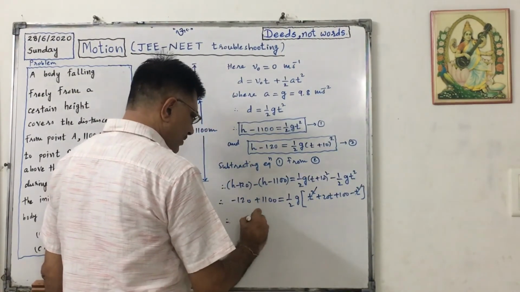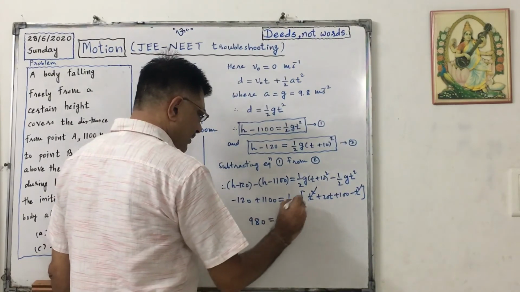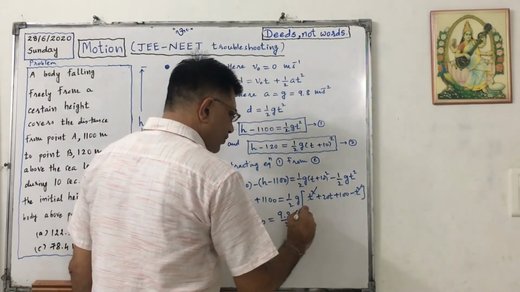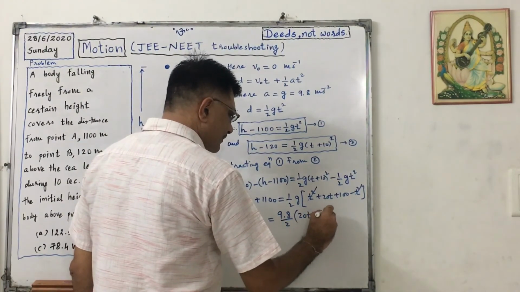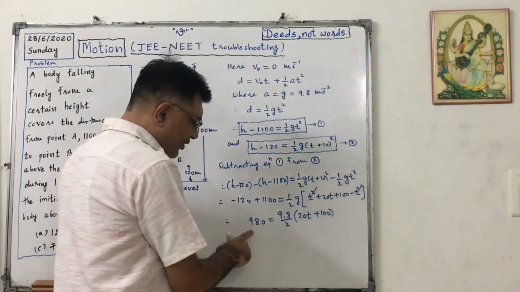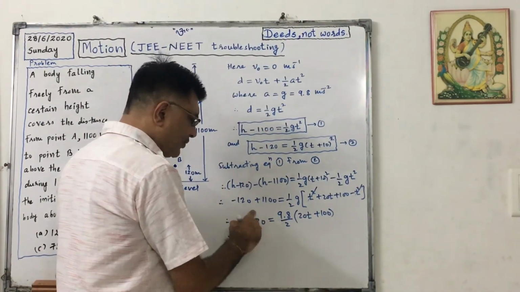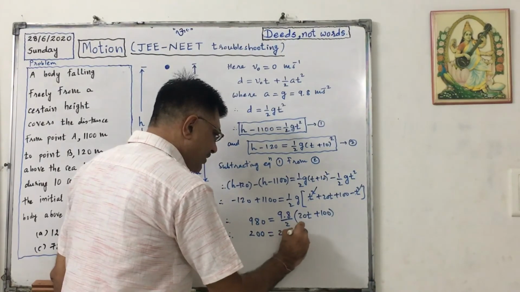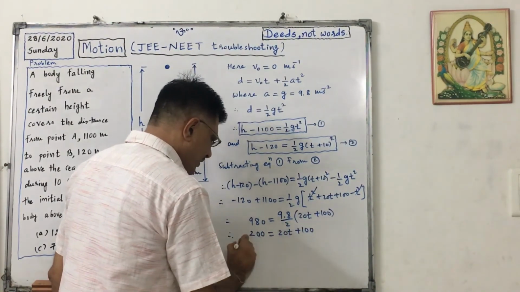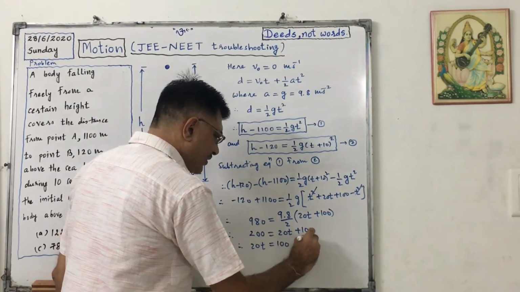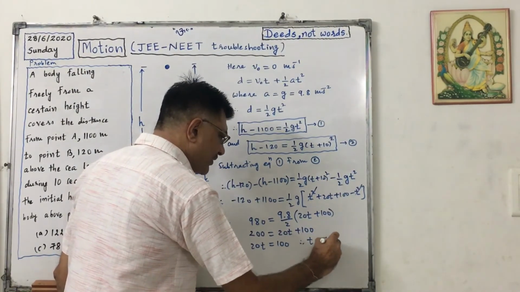So this is now 980 equals 9.8 by 2 into (20 t plus 100). See, if I take 9.8 here, it will be 100. 100 into 2, that is 200. So 200 equals 20 t plus 100. That is why 20 t equals 100. That is why t equals 5 seconds.